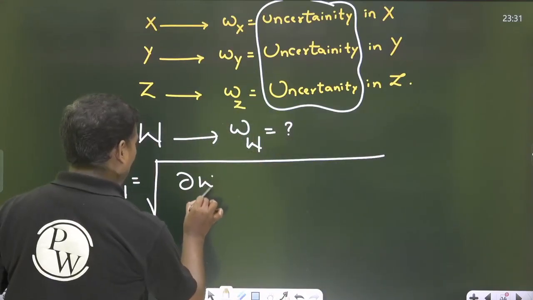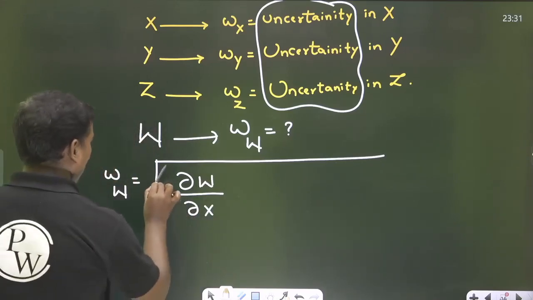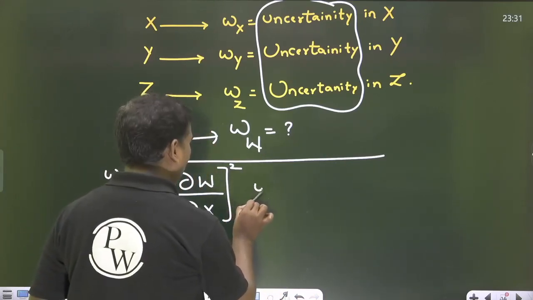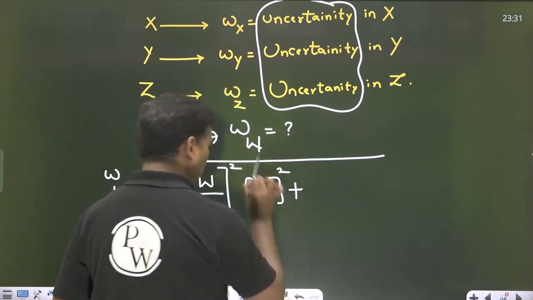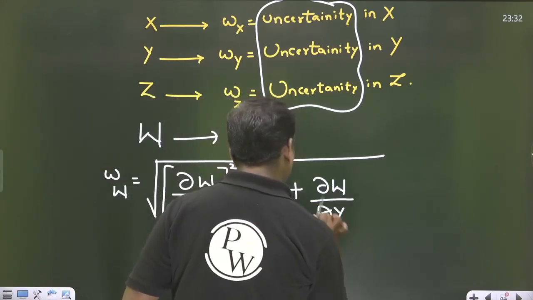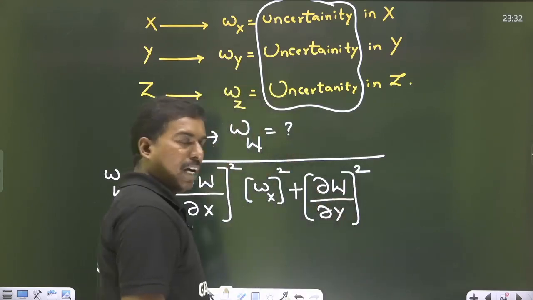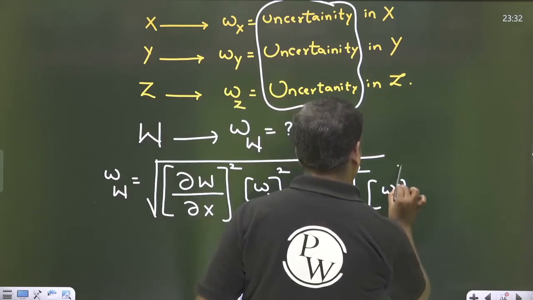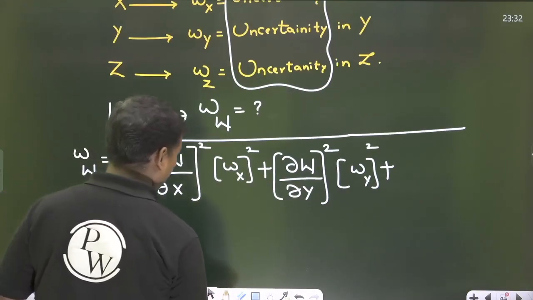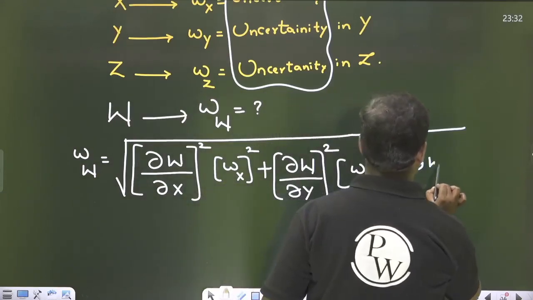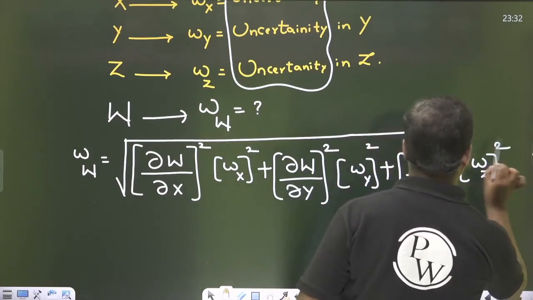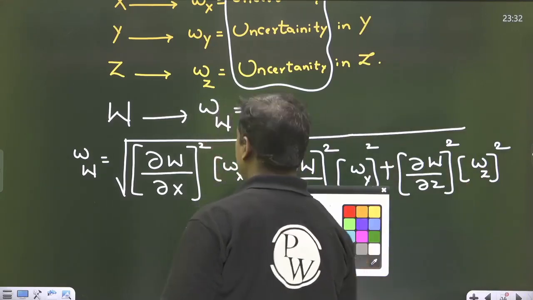partial derivative of W with respect to the independent variable X, whole square, times the uncertainty in X, Wx, whole square, plus the partial derivative of W with respect to Y, whole square, multiplied with the uncertainty in Y, whole square, plus the partial derivative of W with respect to Z, whole square, times the uncertainty in Z. So this is what we call uncertainty error.